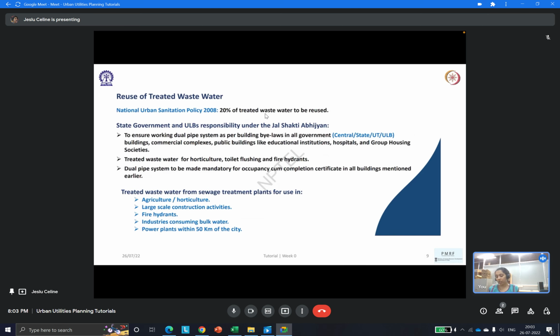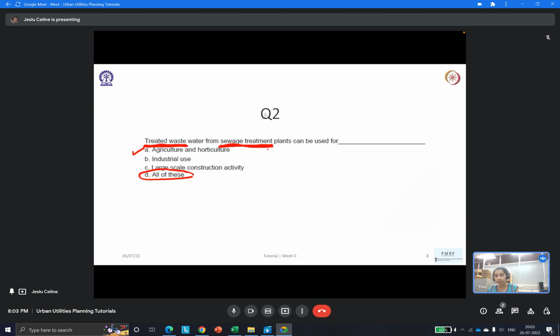This is taken from the presentation which the professor discusses in the week one lecture, where the different uses of treated wastewater are discussed in detail, and at the same time how the state government or the different local bodies are using this treated water for horticulture, toilet flushing, etc., as a norm in their region is also highlighted, where under the head of Jal Shakti Abhiyan, it is a duty of these local bodies to ensure that the treated water is used for these purposes. So coming back to the question, it is used for all of these purposes.